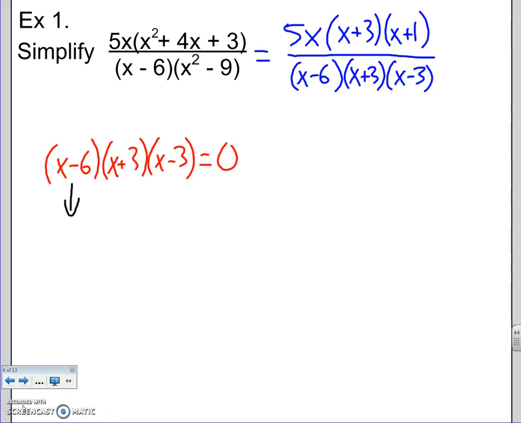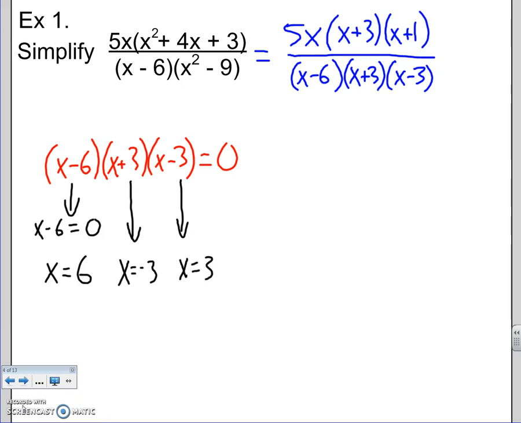So it's the first one, x minus 6 equals 0. I just change the sign, x equals 6. The second one, I'm just going to change the sign, x equals -3. Third one, I just change the sign, x equals +3. So those are my restrictions. X cannot be those. If you use one of those three numbers in your answer, your denominator will turn into 0, and you can't divide by 0. You get an error.